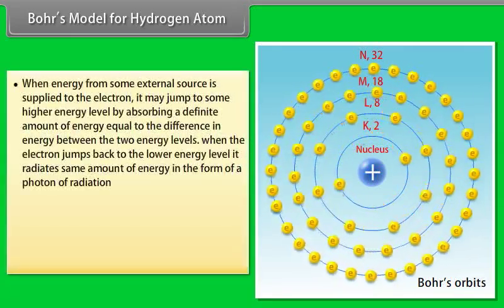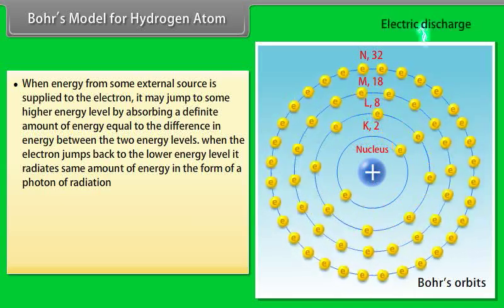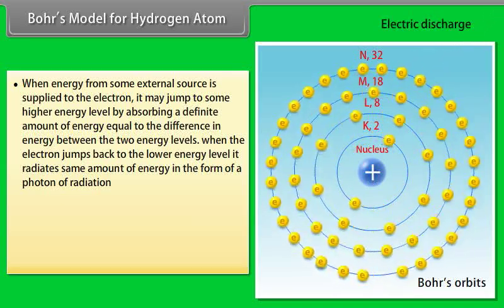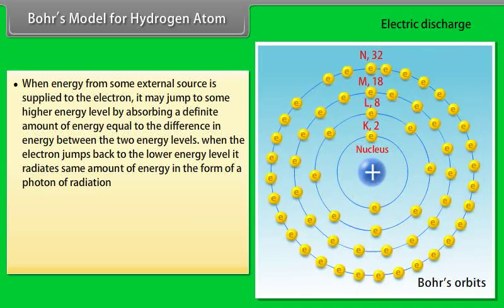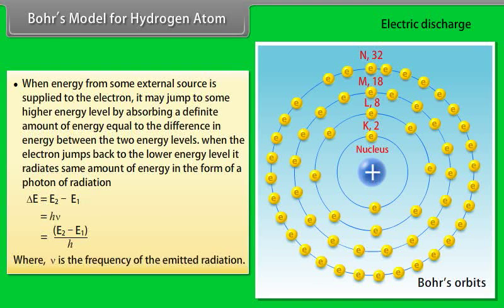When energy from some external source is supplied to the electron, it may jump to some higher energy level by absorbing a definite amount of energy equal to the difference in the energy between the two energy levels. When the electron jumps back to the lower energy level, it radiates the same amount of energy in the form of a photon of radiation. Delta E is equal to E2 minus E1 is equal to h nu. Nu is equal to E2 minus E1 by h, where nu is the frequency of the emitted radiation.